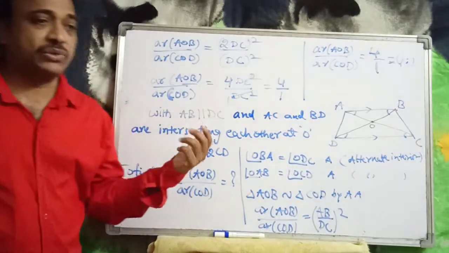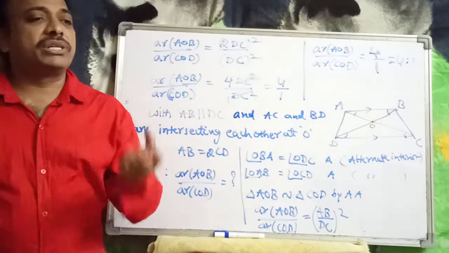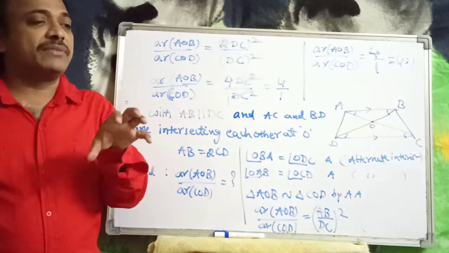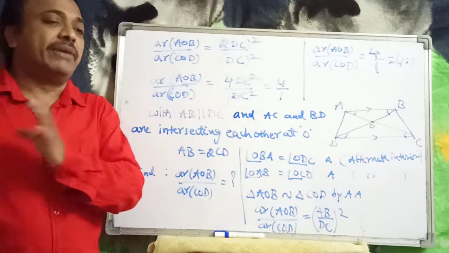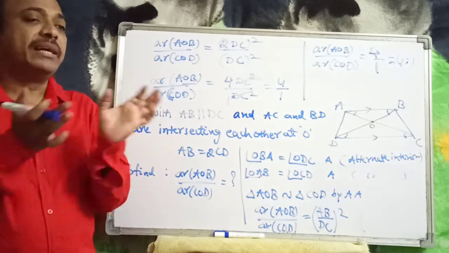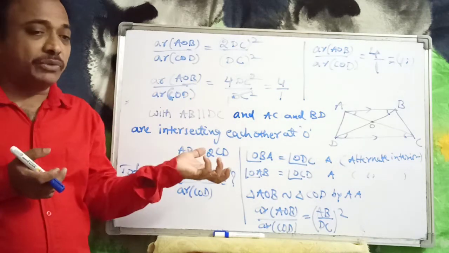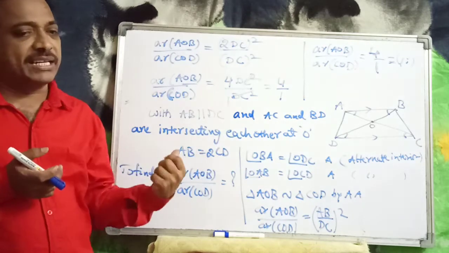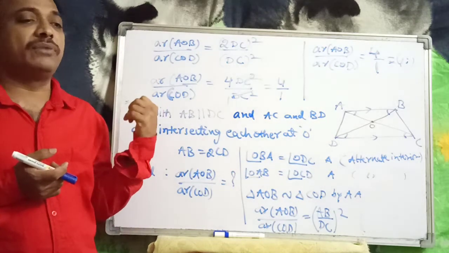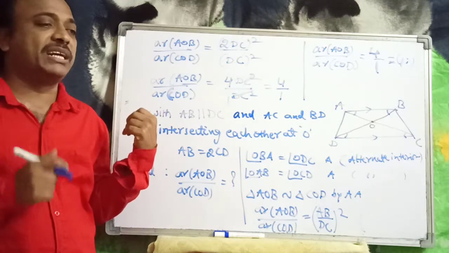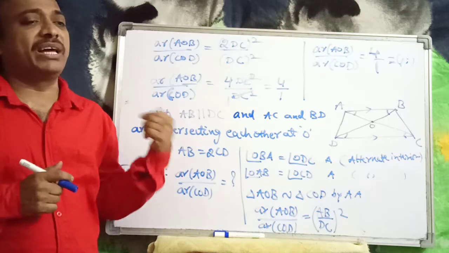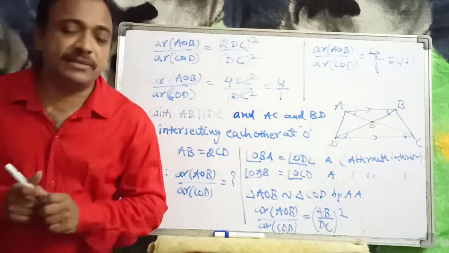I hope you understood how to solve the question once they give areas of similar triangles to find either the corresponding side or areas. We have to prove that triangles are similar. Once the triangles are similar, then the ratio of the areas of two similar triangles will be equal to the square of their corresponding sides.